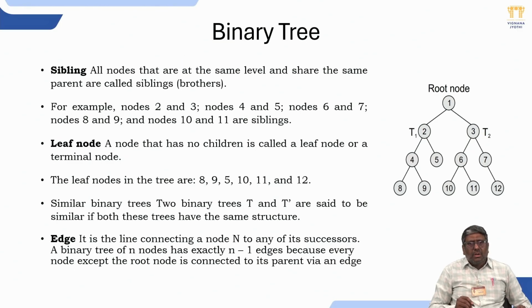Next, siblings. All nodes that are at the same level and share the same parent are called siblings. Here 2 and 3 are called siblings because they have the same parent, which is 1. Similarly, 4 and 5 are called siblings because they have the same parent, which is 2. 6 and 7 are siblings, 8 and 9 are siblings, and 10 and 11 are siblings. So this is the definition of a sibling.